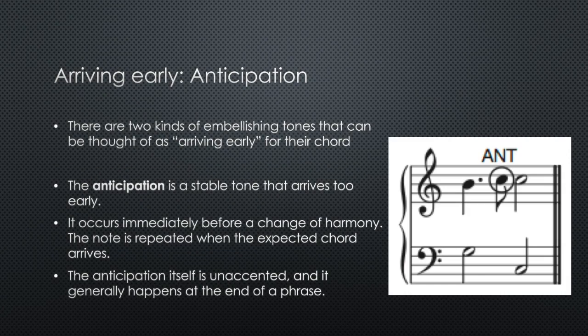All right. Our next kind of embellishing tone is the anticipation. We're going to look at two very closely related embellishing tones that both involve arriving too early. So the anticipation is a stable tone that arrives a little bit too early for its chord. You have to think of the anticipation as belonging to the next chord. And this should be a very familiar melodic gesture. It's something that happens really often at the ends of phrases. Cadences happen this way. Melodies end this way very frequently.